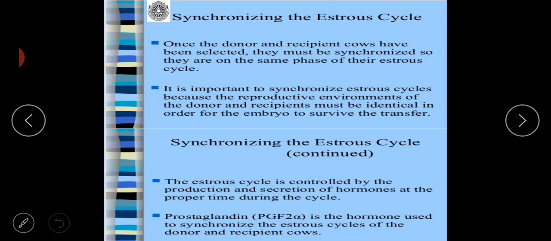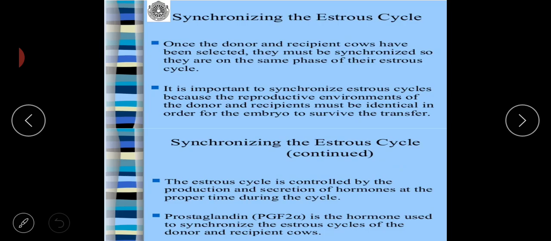Synchronizing the estrus cycle. Once the donor and recipient cows have been selected, they must be synchronized so they are on the same phase of their estrus cycle. So this is very essential. It is important to synchronize estrus cycles because the reproductive environments of the donor and the recipients must be identical in order for the embryo to survive the transfer.